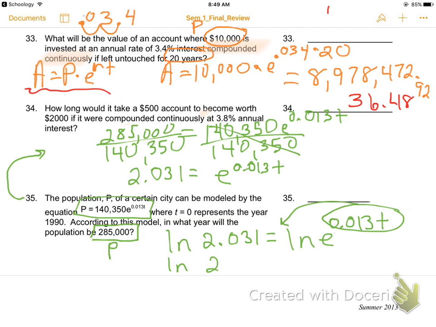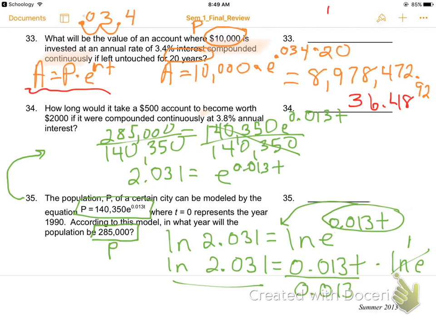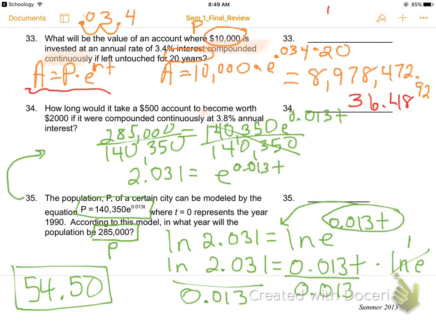And again, that allows me to bring this out front. So I have the natural log of 2.031 equals 0.013 t times the natural log of e. Just like before, the natural log of e is 1, so that just goes away because it's being multiplied. And I simply divide by 0.013. And when I put this in my calculator, so I'm putting in the natural log of 2.031, and I'm dividing it by 0.013, I come up with 54.50.